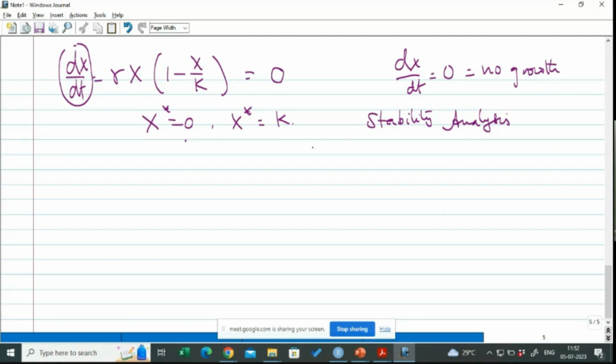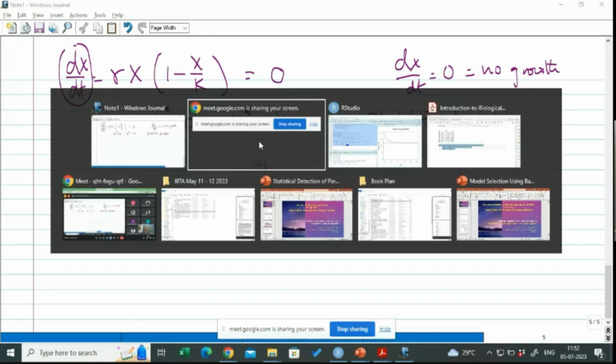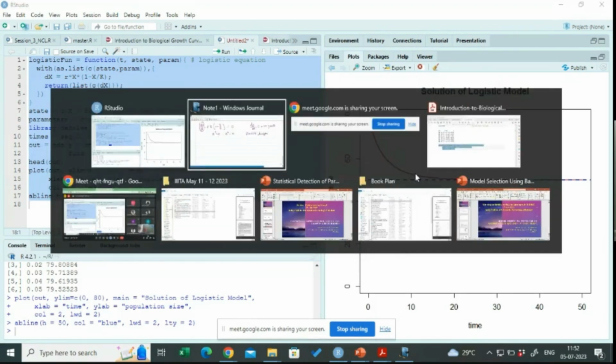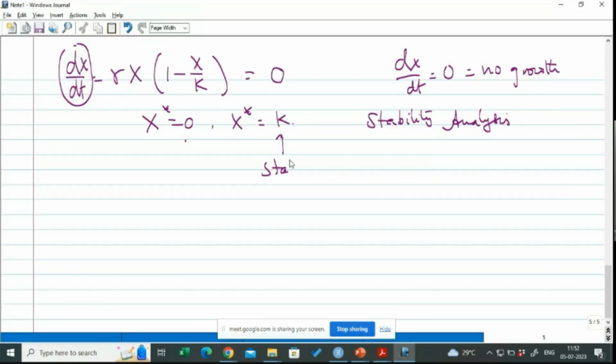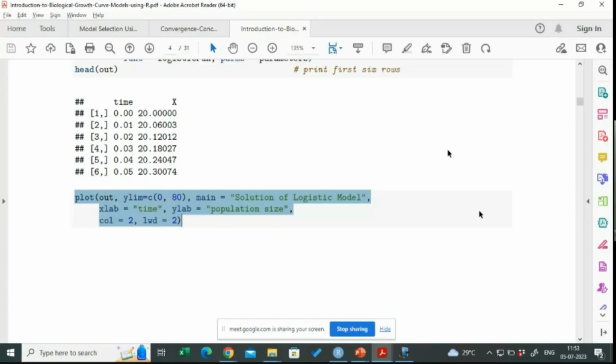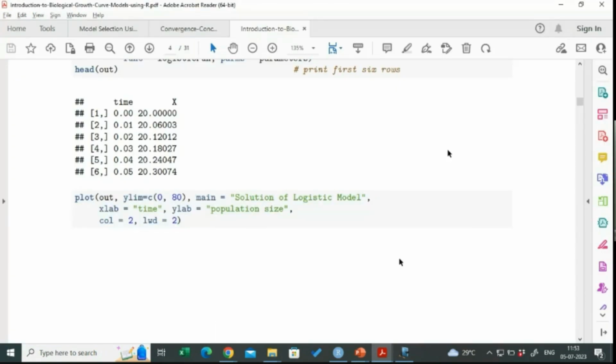So here, as we can see, you start with any population size, and eventually the population size is going to settle down at the parameter k. So k is called a stable equilibrium. Right, so you can create some nice visualization out of this.